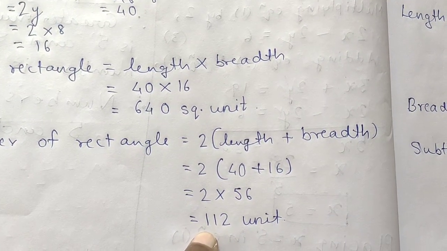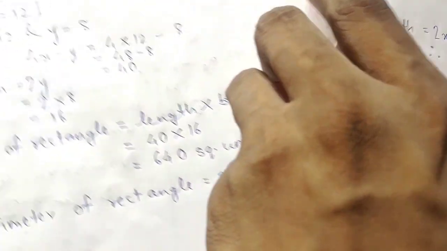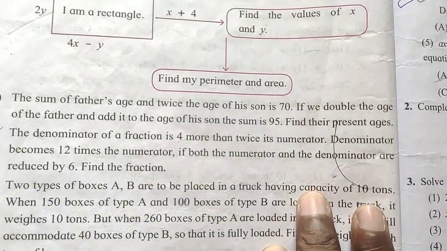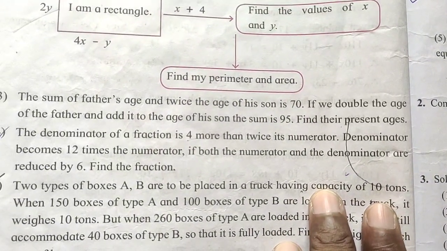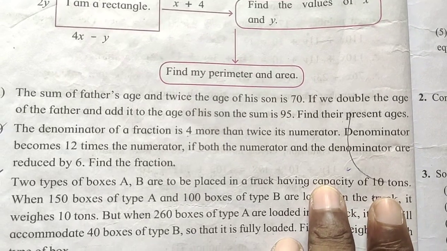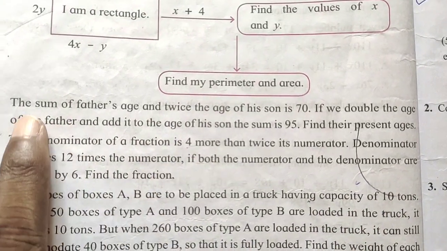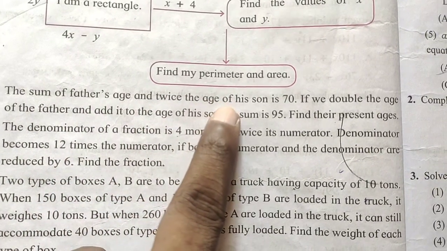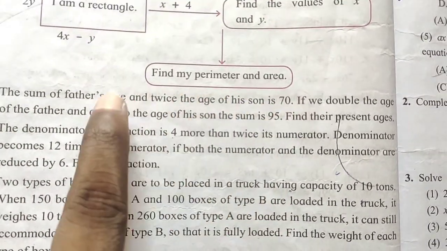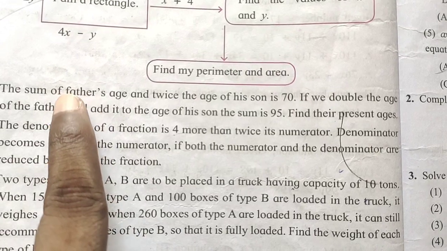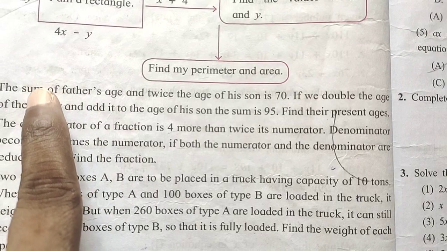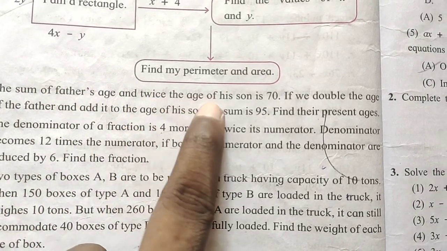Okay, now let us see the third question. Now see, for third question I am going to make equation and you have to solve your equation on your own. Okay, now see the question. The sum of father's age and twice the age of his son is 70. Now see, there are two people. First one is father and second one is his son. And sum of father's age and twice age of son.